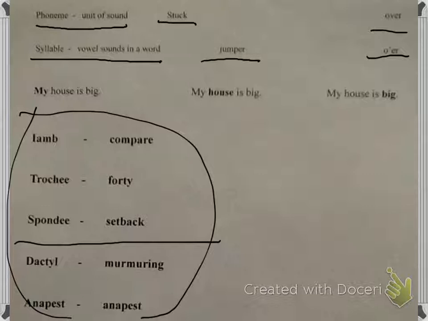First, let's talk about iamb. Iamb, like what I said, is two syllables, and it follows a pattern of unstressed, stressed. If we look at the word compare, and we could even put our hand under our chin and say compare, we notice that the pare is stressed more out of that. We could also look in a dictionary and we'll find the stress mark is on the second syllable.